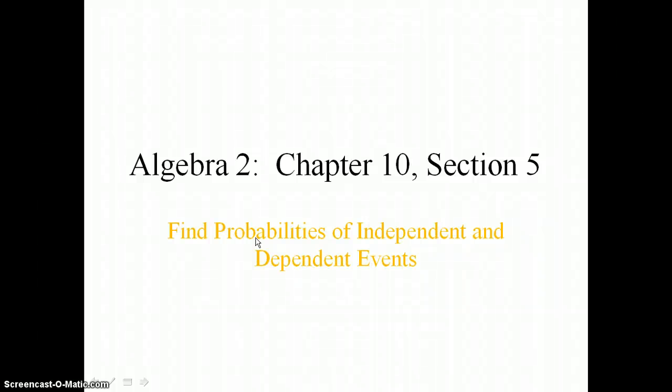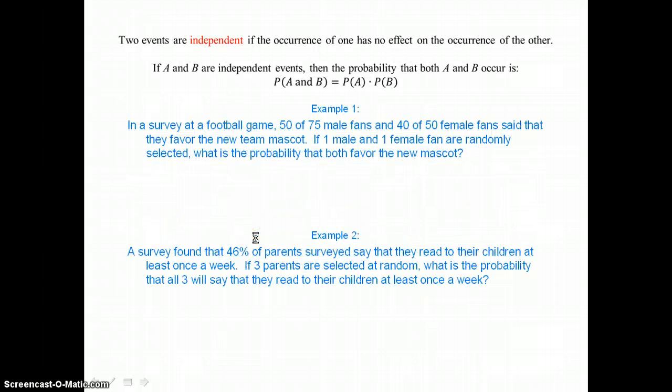In Lesson 10.5, you will find probabilities of independent and dependent events. Two events are independent if the occurrence of one has no effect on the occurrence of the other. If A and B are independent events, then the probability that both A and B occur is given by this equation. Probability of A and B is equal to the probability of A times the probability of B.